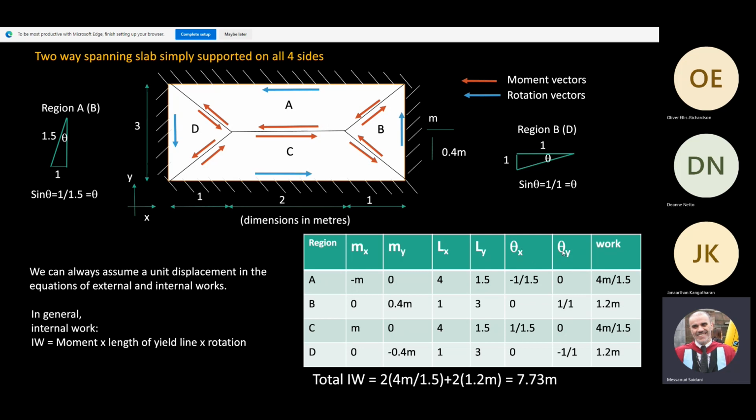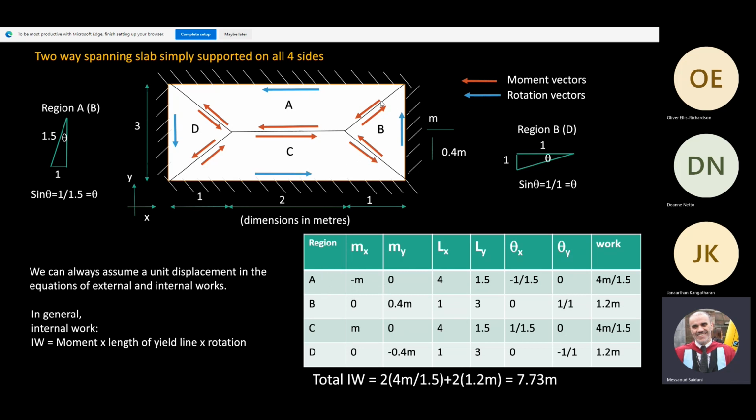in the X direction, the rotation in the Y direction, and then the work, which will be M times L times theta. And you do it for the X direction plus the work in the Y direction. Let's do it for one region. I'm going to explain for one region. Look at region A here, this one.